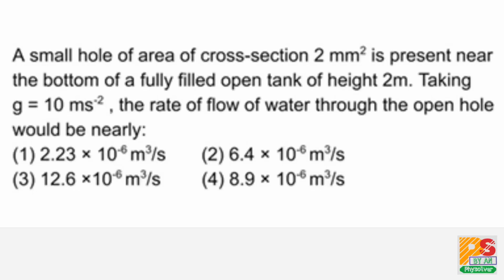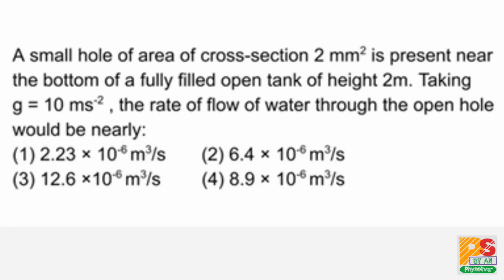Hello students, the question is: a small hole of area of cross section 2 mm square is present near the bottom of a fully filled open tank of height 2 meter. Taking g equals 10 meters per second square, the rate of flow of water through the open hole would be nearly, the options are given.